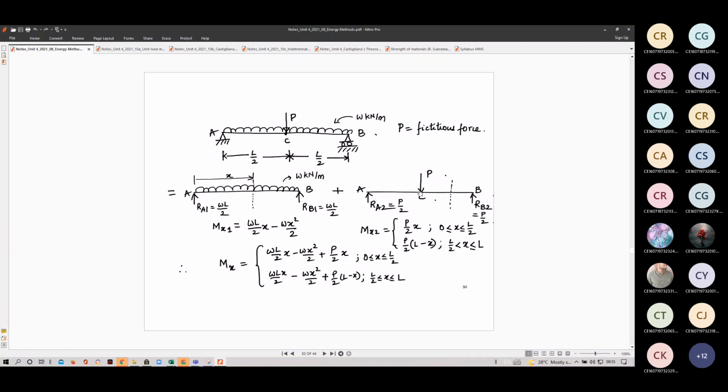But when it comes to the load here, the expression for bending moment from A to C changes and from C to B it changes. So bending moment will have two expressions now by superposition. The first part will be common in both, but in the second part this will be P by 2 x and this is P by 2 into L minus x. So this is from A to C. This is the expression for bending moment, and from C to B, this is the expression.